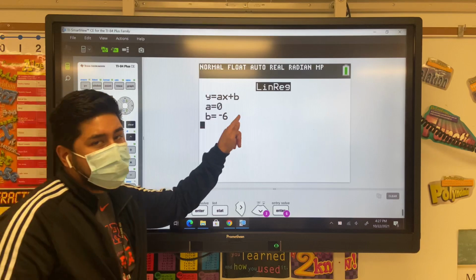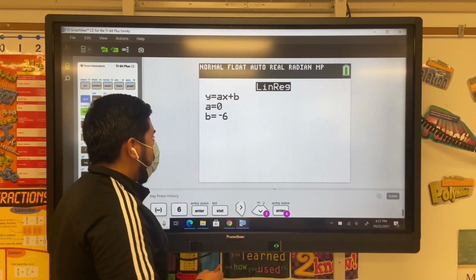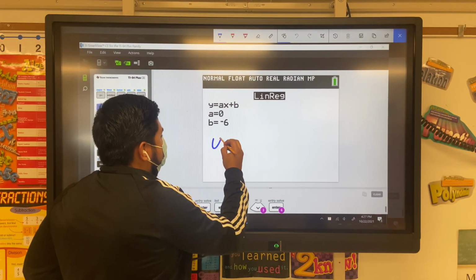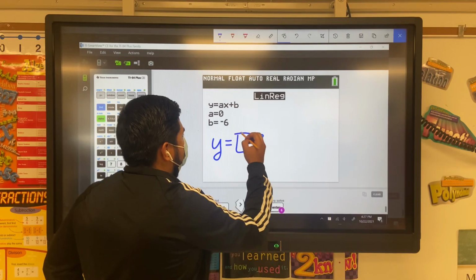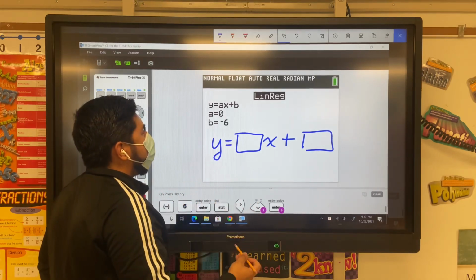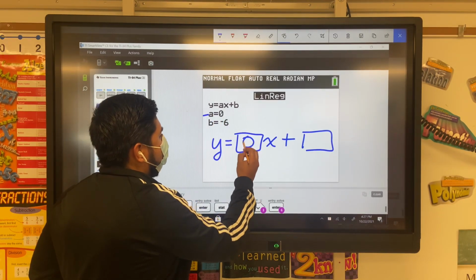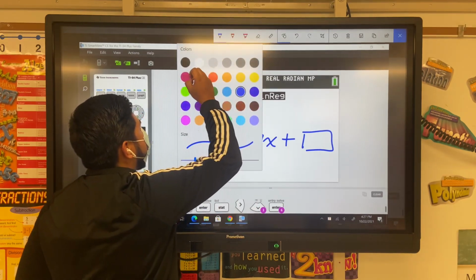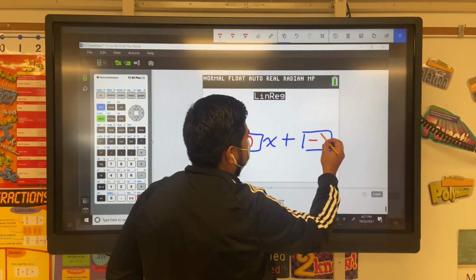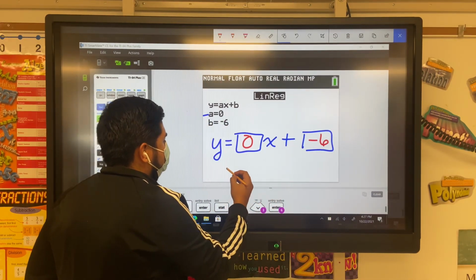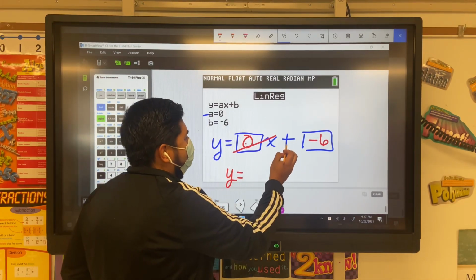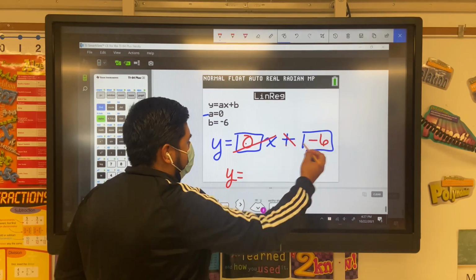And you should have seen that there was a 0. Now, let's talk about it real quick before we jump to what is on the paper. Because I need to write out y equals blank x and then plus blank, A goes in the first box, that's 0. B goes in the second box, -6. To rewrite this, y equals 0 cancels out. Can't have a plus with a negative, that cancels out. We have a -6.